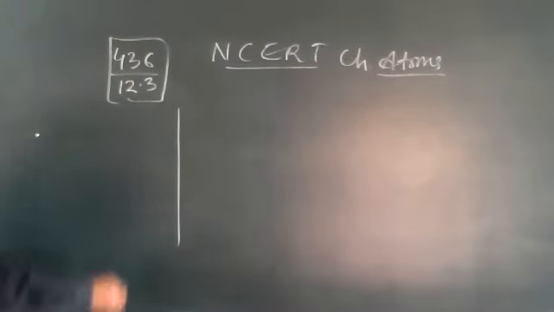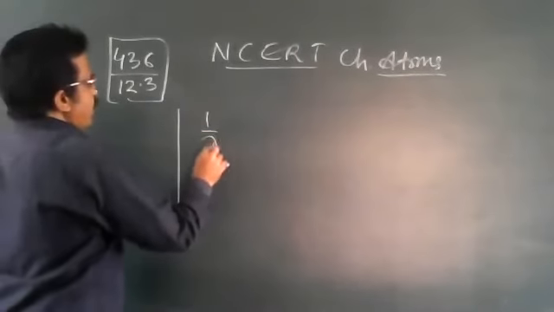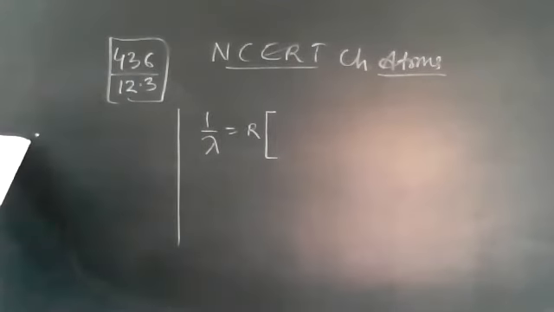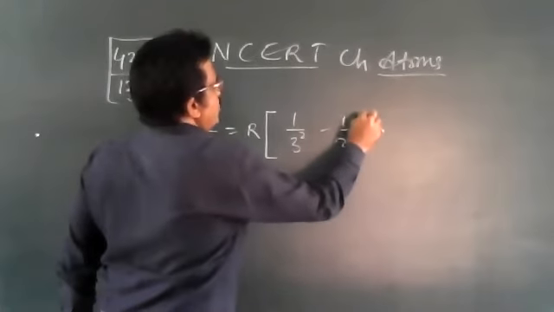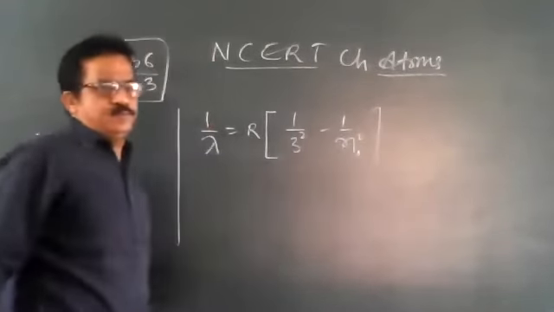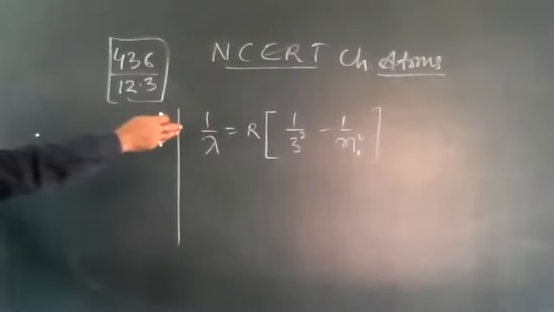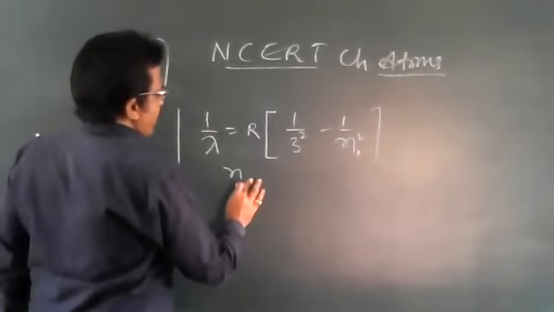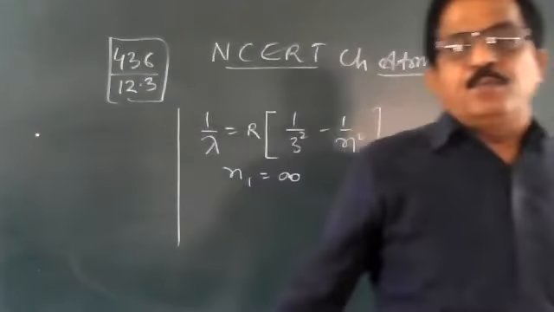Where is the Paschen series here, children? The wavelength of the spectral lines forming the Paschen series is given by 1 by lambda is equal to R into (1 by 3 square minus 1 by n square). Make this n1. So we can write here, for the Paschen series shortest wavelength, n1 is infinity. For shortest wavelength, put this value here.